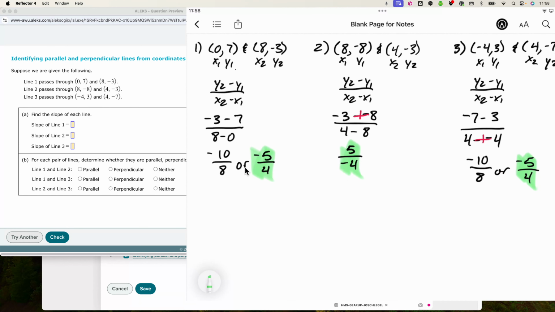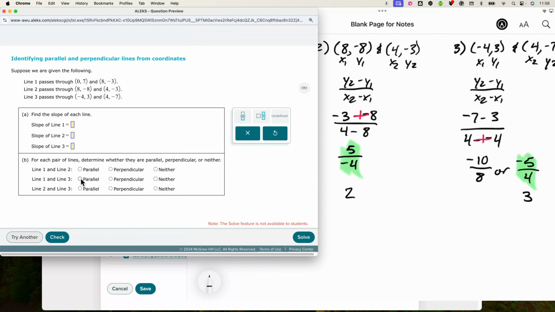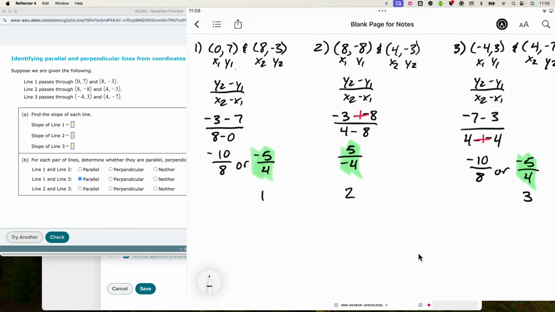Recognize that it is going to be very important to simplify because 10 over 8 looks nothing like 5 over 4. So we want to make sure we simplify our slopes once we get them. And then I go through and look: I've got line 1 right here, line 2 right here, and line 3 right here. I look for any that are identical. Line 1 and 3 are the same, that means those lines are parallel. So 1 and 3 in this case are parallel. Then I look for any opposite reciprocals. Do I see any that are flipped over with the 4 on top and the 5 on bottom?